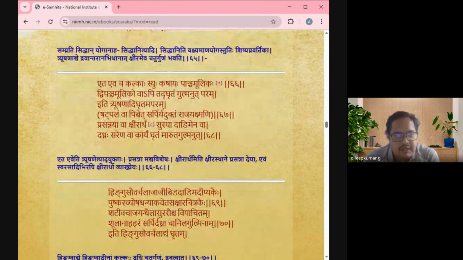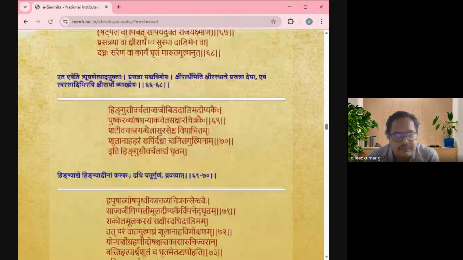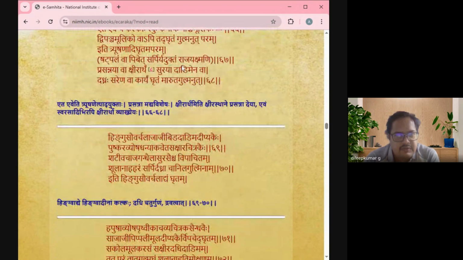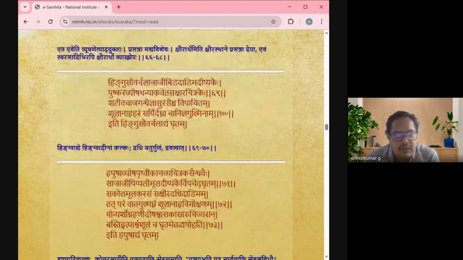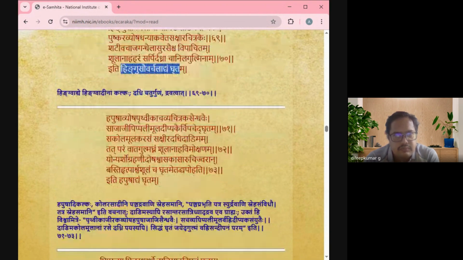One more Trayushanadi Gruta is mentioned. Shatpala Gruta has been mentioned in Raja Yakshma, and that can also be utilized in Vataja Gulma. Next is Hingu Sovarchaladya Grutam, for Shula and Anaha, especially in Agni Gulma or Anila Gulma. For Vataja Gulma associated with Shula and Anaha, you can give Hingu Sovarchaladya Grutam.